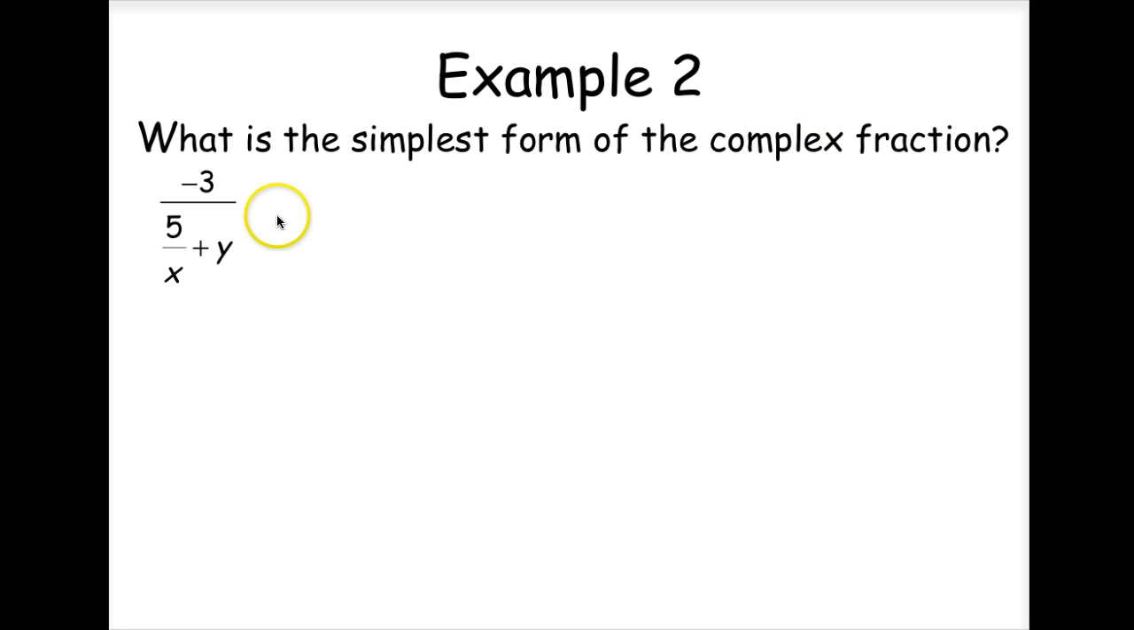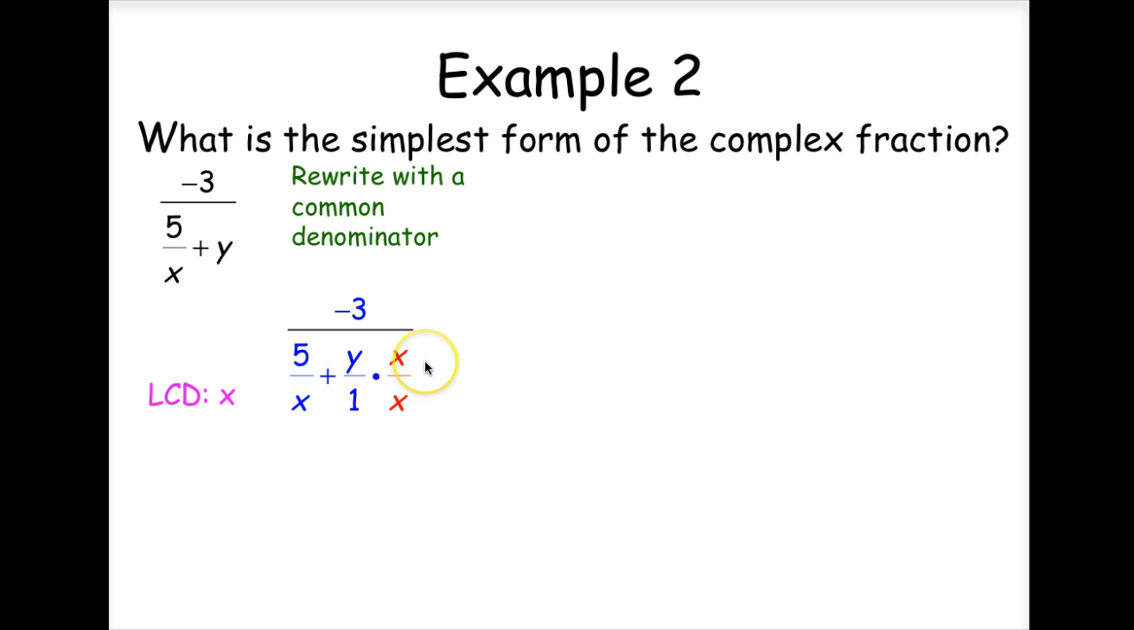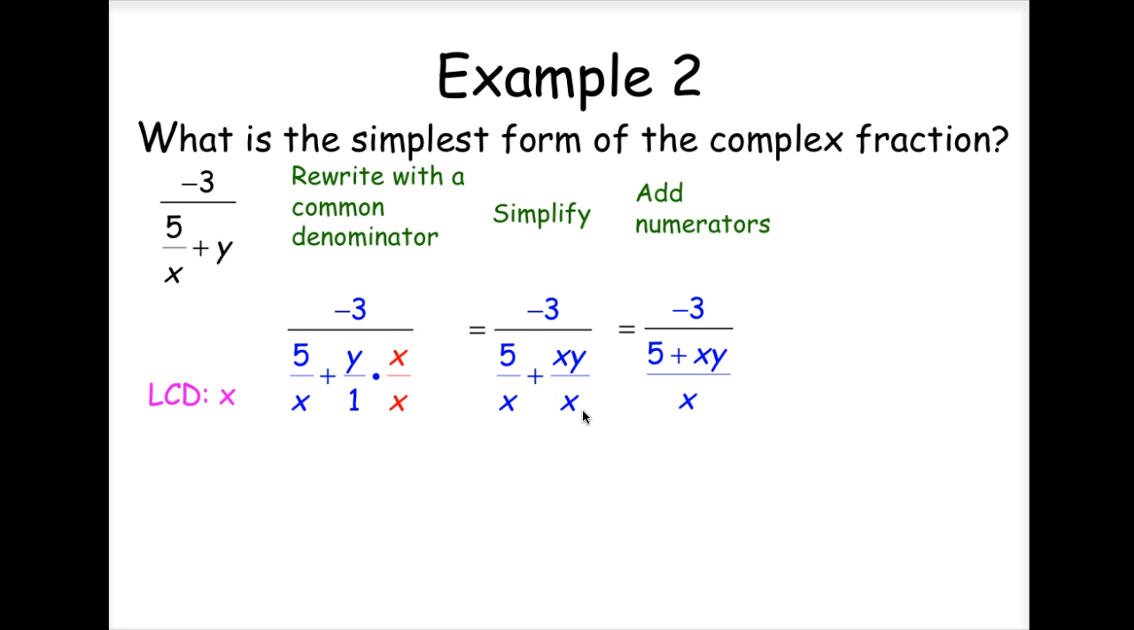What is the simplest form of this complex fraction? This one only has a fraction in part of the denominator. We're going to use x as our least common denominator. We are only going to use it in the denominator only. So we end up with -3 over 5 plus xy divided by x.